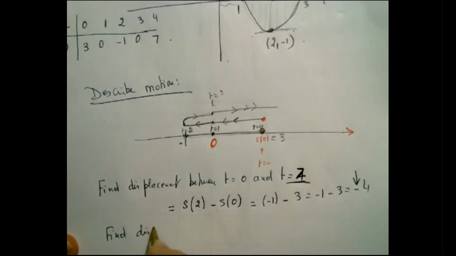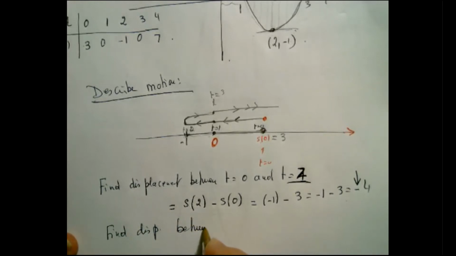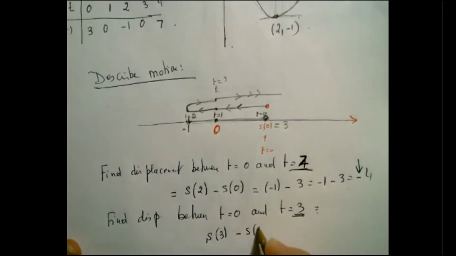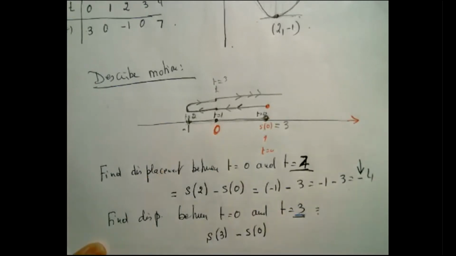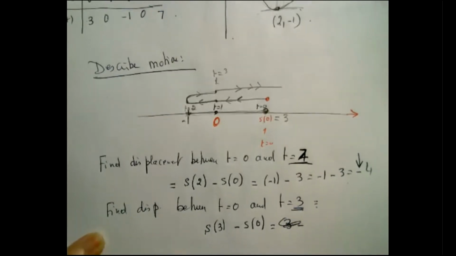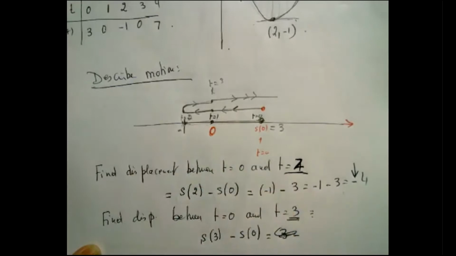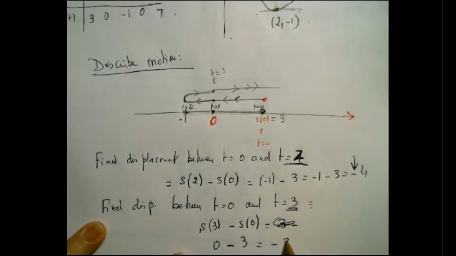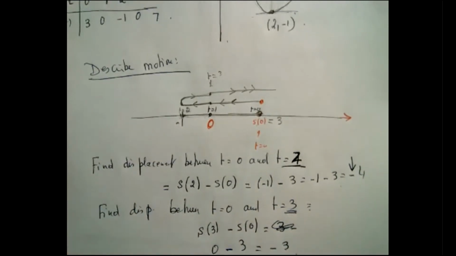Now let us find another displacement. So let us find displacement between, let us say, t equal to 0 and t equal to 3. Okay, what's the displacement? I apply the formula verbatim. It's S at 3 minus S at 0. And then we visualize it here. S of 3 is 0 minus S of 0, which is 3. The answer is -3. Let us understand this -3, what it means.